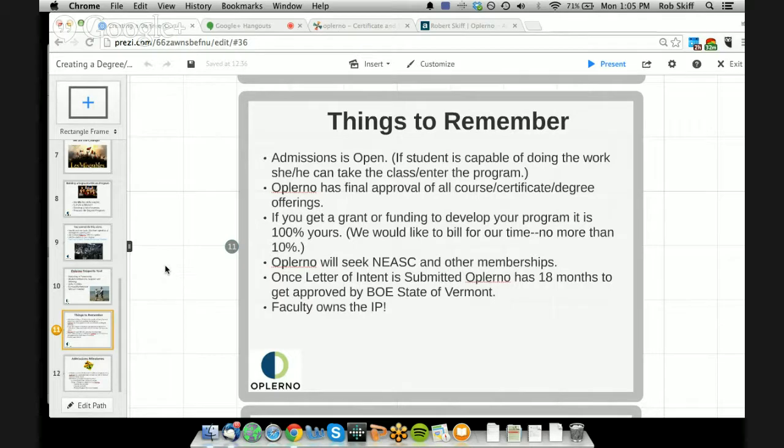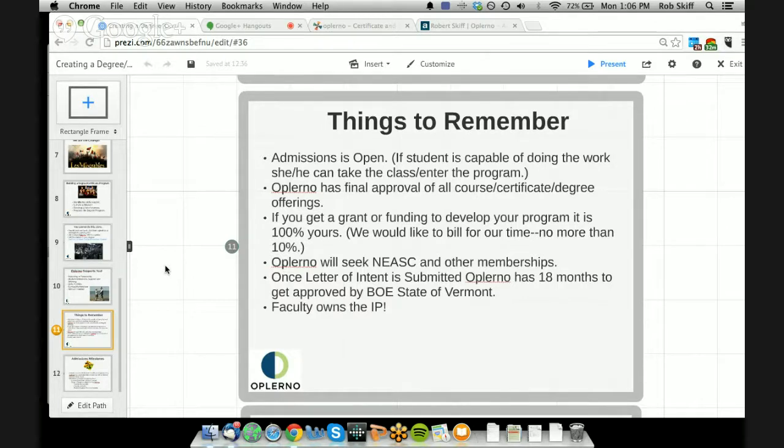Okay. So, another thing is, once the letter of intent to become a degree granting institution is submitted, Oplerno has 18 months to get approved by the Board of Education in the state of Vermont. We've spent a lot of time working on our approval process. Now, accreditation for degree granting authority is a different piece of the puzzle. It's a really important piece for us, and I've had great conversations with the Agency of Education, and if our quality remains what it has been in terms of the submission of materials that we did for the approval process, then we should be able to get degree granting authority.